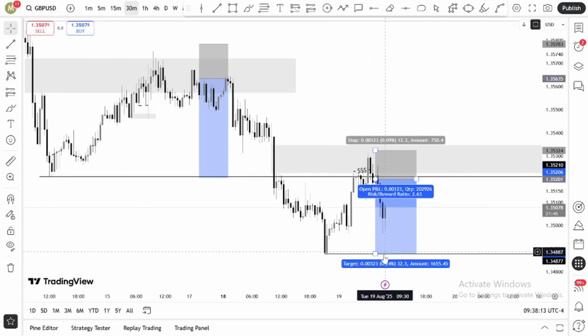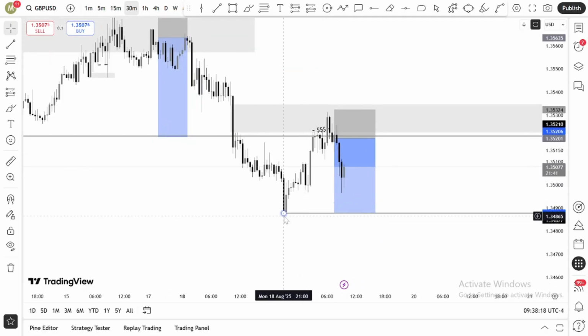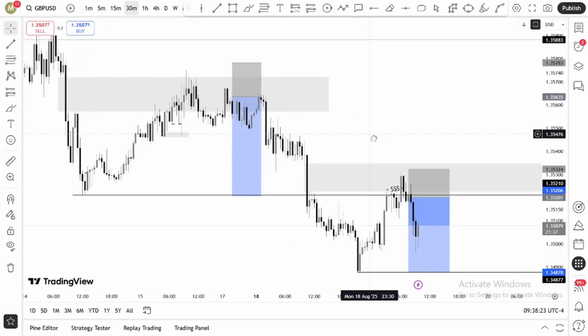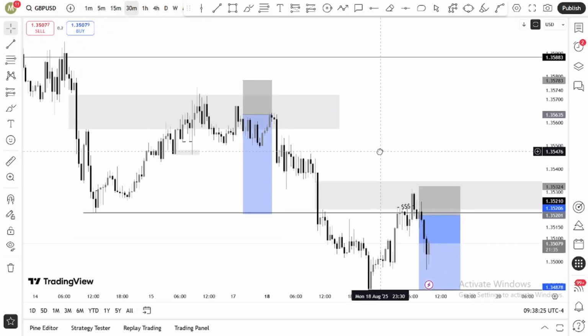The market is still making its way down. I'm seeing this as a retracement. I want to see price taking out this low here. Have you seen? So this is how to do top-down analysis, starting from the higher time frame and working your way down to the lower time frame.